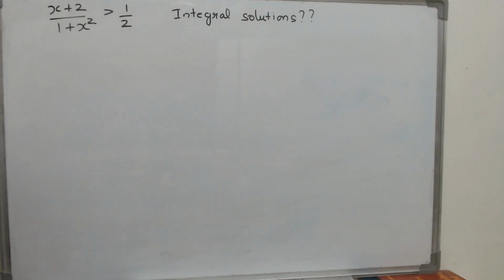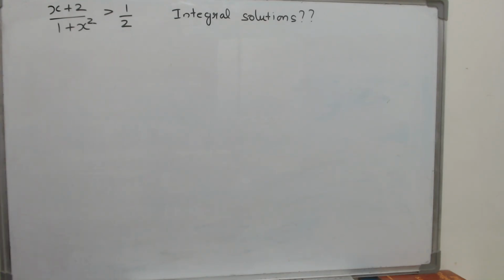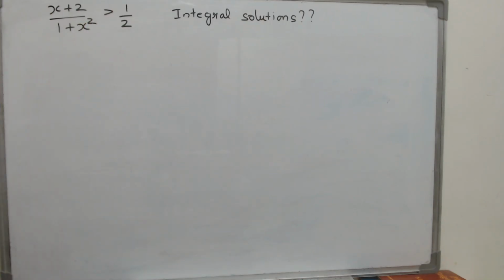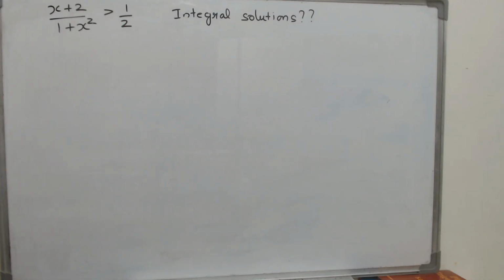Here we have an inequality. Let us solve this and see if we can find any integers which will satisfy this inequality. What do you notice? Both the denominators are positive. 2 is positive. X square, the square of any number, is always positive. So 1 plus x square, sum of two positive numbers, is again positive.